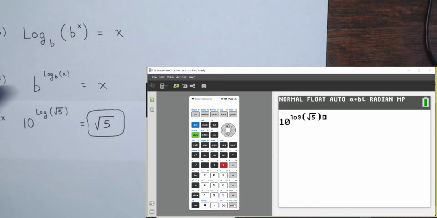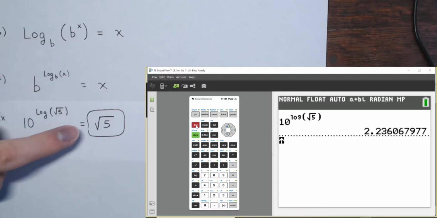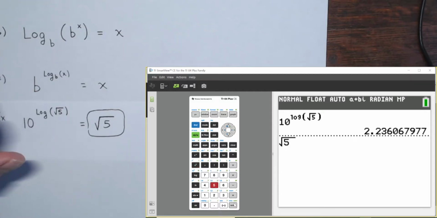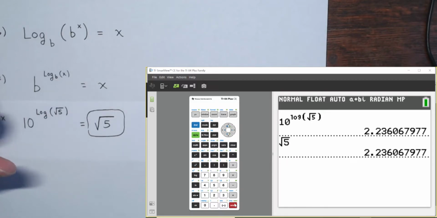And we should get the square root of 5, which is 2 point something. And then the final expression should just be the square root of 5, same value. Alright. Okay, so it works out. This is true. This is correct.